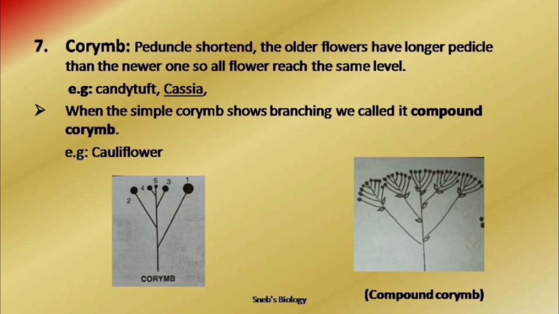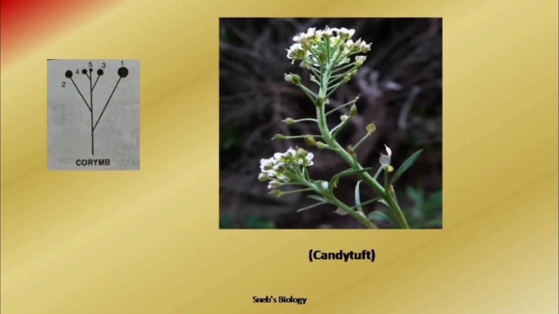So in case of Corymb, the main axis is short and the flowers are in acropetal order, but the length of the floral stalk or pedicel varies. The lower flowers have the longest pedicel and the upper flowers have shorter ones. All the flowers come to lie in the same plane. So this is the simple corymb. An example of simple corymb is candytuft.